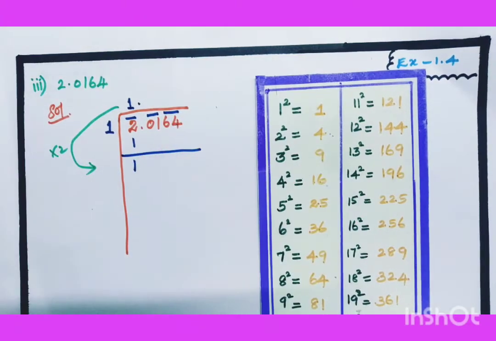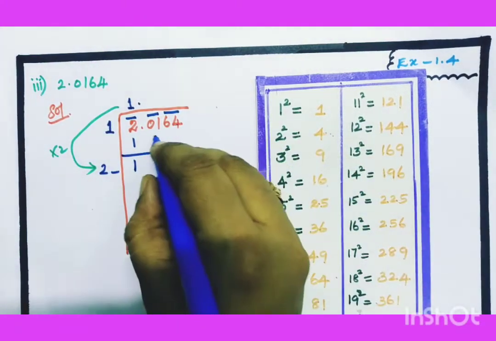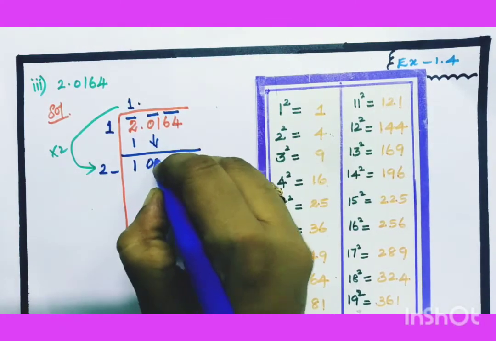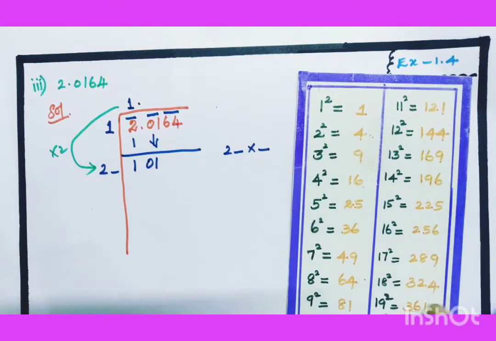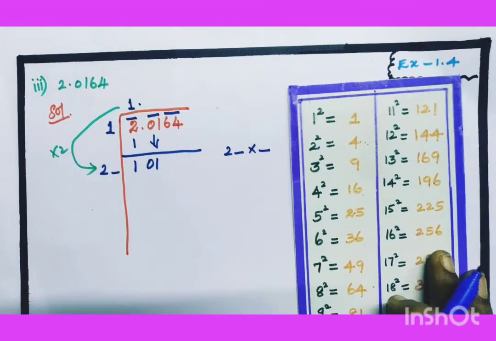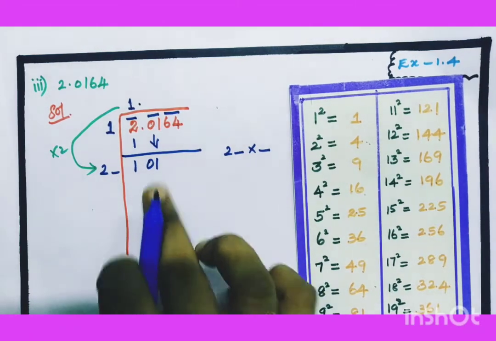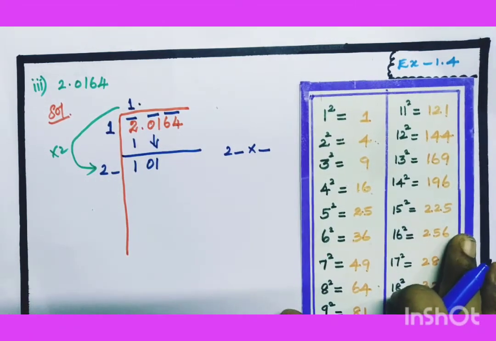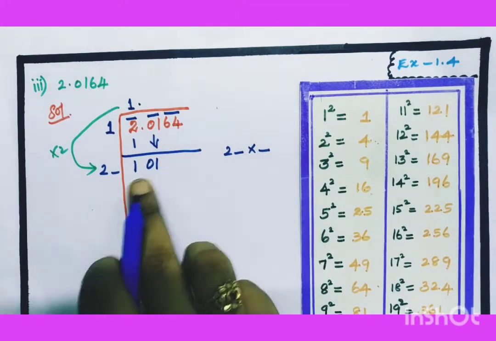Next one I want to multiply into 2. 1 into 2 is what? 2 dash into. Next write down the pair also, 0 1. So 2 dash into dash. Here, I told you if you want to compare the last number, you will compare very easily. For the middle number, I will use the trial and error method only.